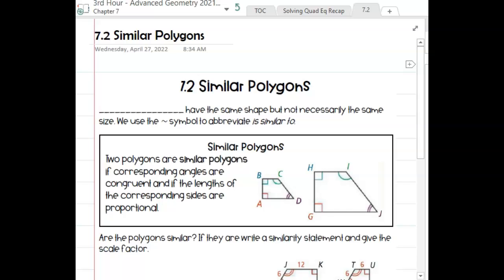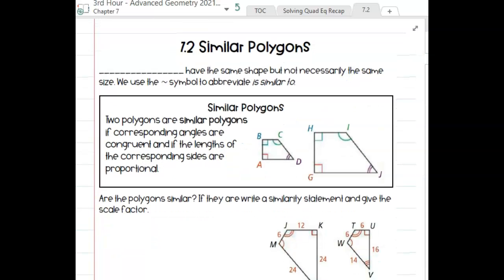Okay, so today's pretty simple. Today we're going to talk about similar polygons. So, this is something that you probably went over last year in Algebra 1. We've kind of talked about it a little bit this year, just a tiny bit, but it's pretty simple today. But it's going to set us up for success tomorrow.